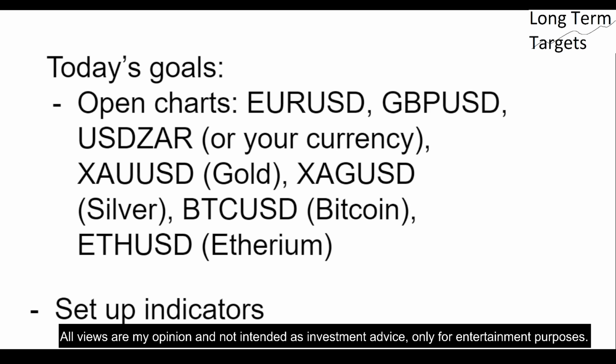Okay, today's goal is we're going to be opening up some charts, the ones that we're going to be using to trade on most of the time. We're going to be opening up the euro versus the US dollar, pound US dollar, South African rand, or US dollar versus whatever your currency is. Okay, we're going to be looking at gold, which is XAUUSD. We're going to be looking at silver, XAGUSD, Bitcoin, and Ethereum.